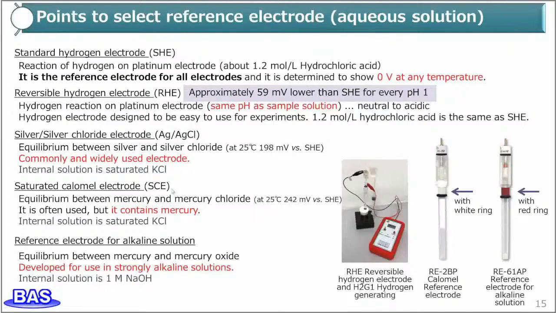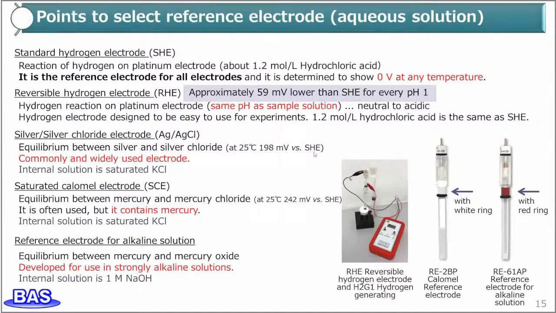Next are silver chloride and calomel electrodes. Silver chloride electrodes are widely used, especially silver chloride electrodes that do not use hydrogen. The silver chloride electrode, when using saturated potassium chloride as the internal solution, shows 198 mV for standard hydrogen electrode. When indicating a potential with respect to the same standard, it is written as Vs versus like this.